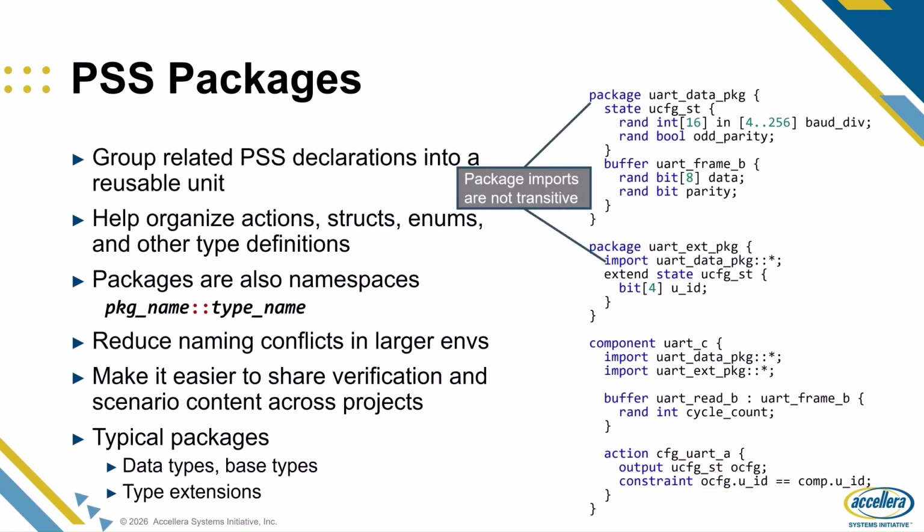One important rule about package imports is that they are not transitive. Even though the UART extension package imports the UART data package, a component that imports the UART extension package does not automatically get the types from the UART data package. The UART component must import both packages explicitly, and this keeps dependencies explicit and predictable, so you always know exactly where each type comes from by looking at the import list.